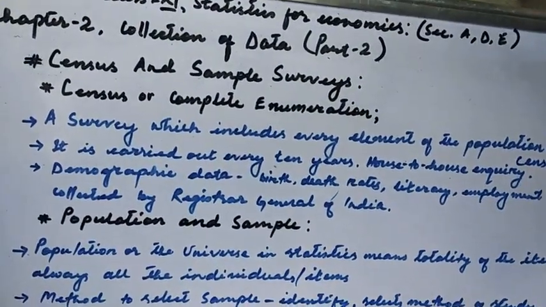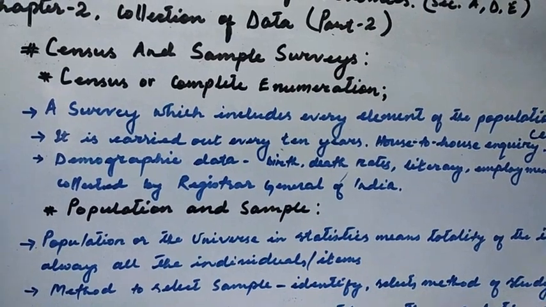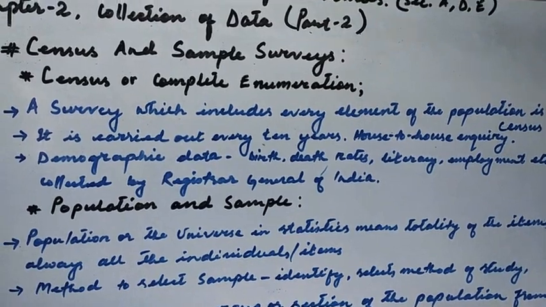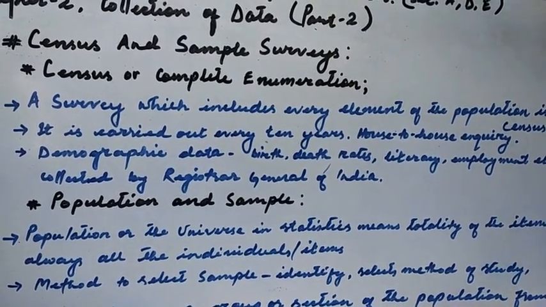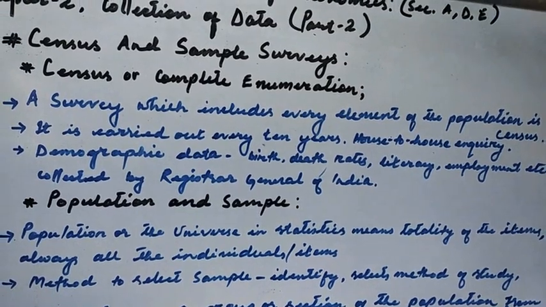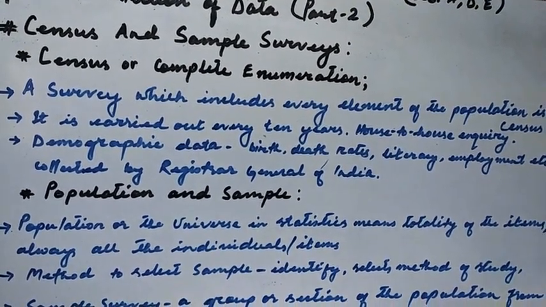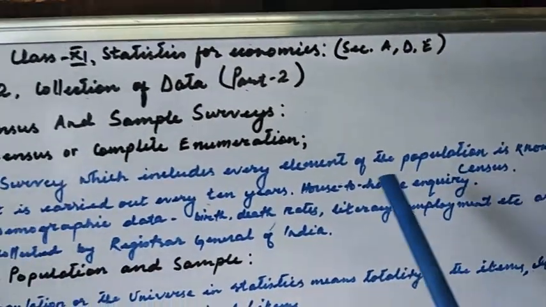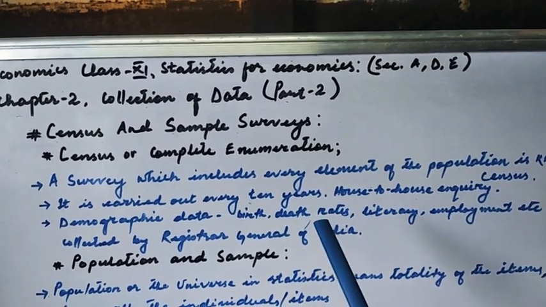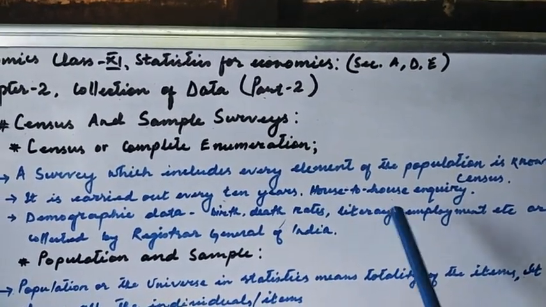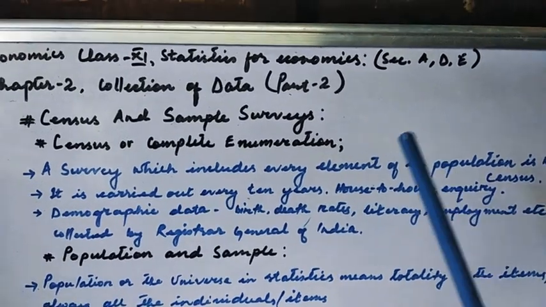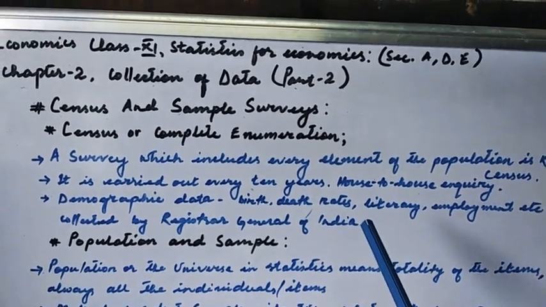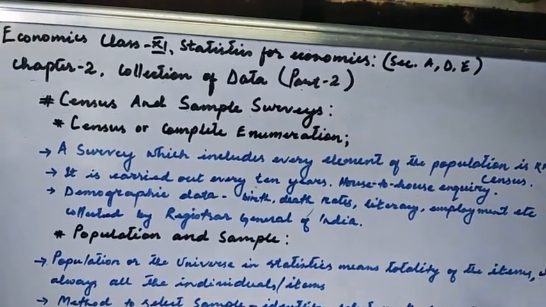So the next topic is census and sample surveys. So now we shall talk about census and sample surveys. So census, or we can say complete enumeration, is when a survey includes every element of the population. So every piece of information that is connected with the population, when it is collected, is called a census or a complete enumeration.